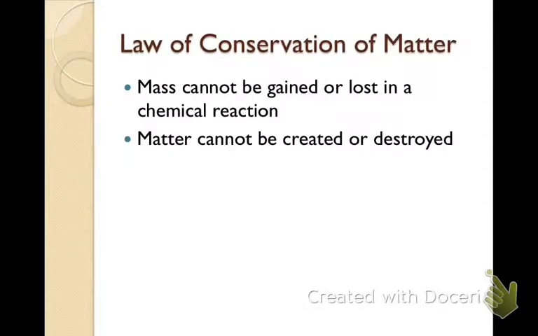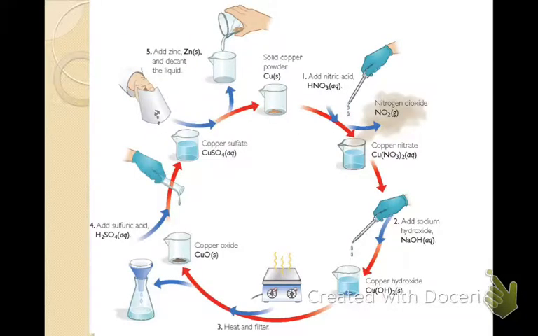So the definition of conservation of matter. We'll first talk about conservation of mass. Mass cannot be gained or lost in a reaction, and therefore matter cannot be created or destroyed. It's only recycled through different processes. And that's what the copper cycle is here.